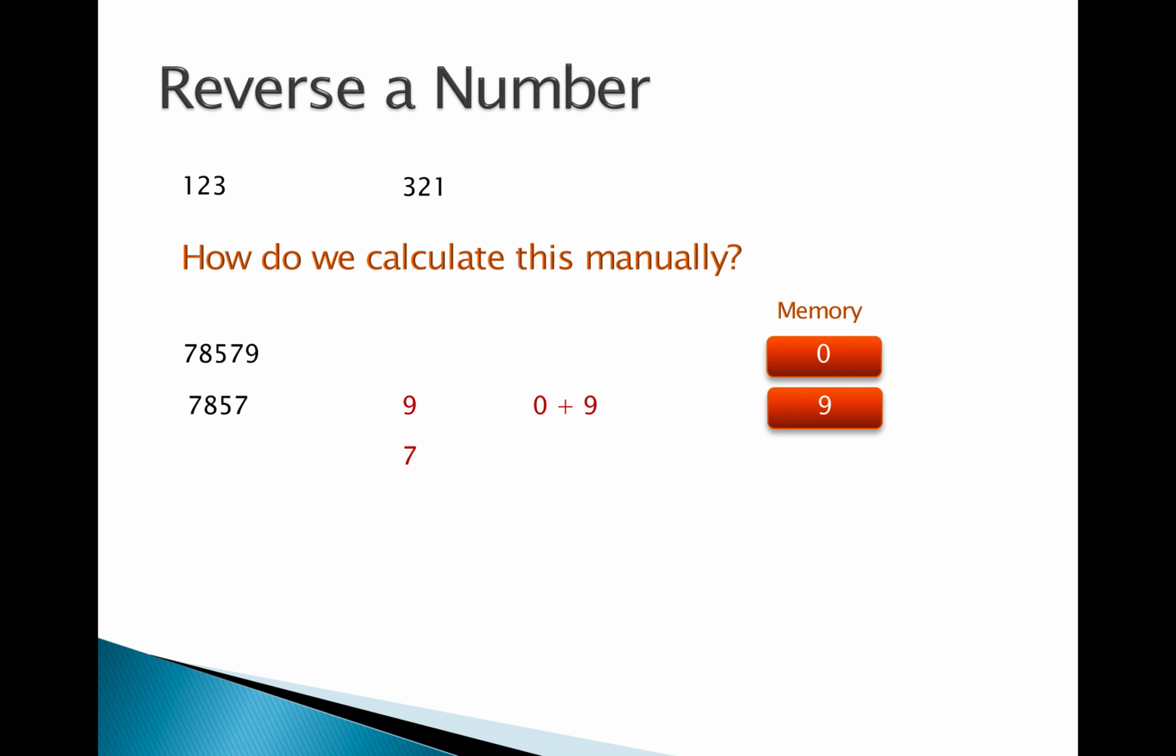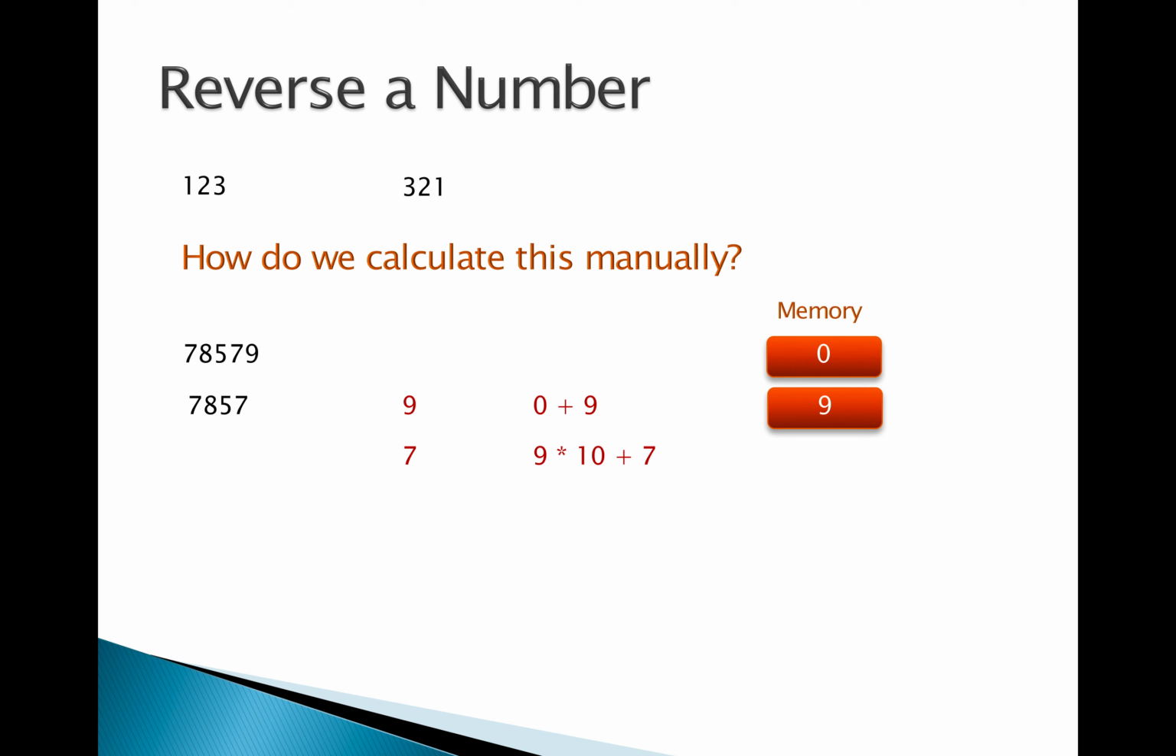Now you extract the 7 from it. In sum of digits, we just add 9 plus 7 because we wanted the sum of digits there. Here we don't want the sum of digits, but in this step we want to move 9 to the 10th position and add 7 to it. So we want to make it 97 here. How do we make 97? We have 9 in memory and we have a remainder of 7 here. We can just multiply 9 by 10 and then add 7 to it. That way we will be able to form 97.